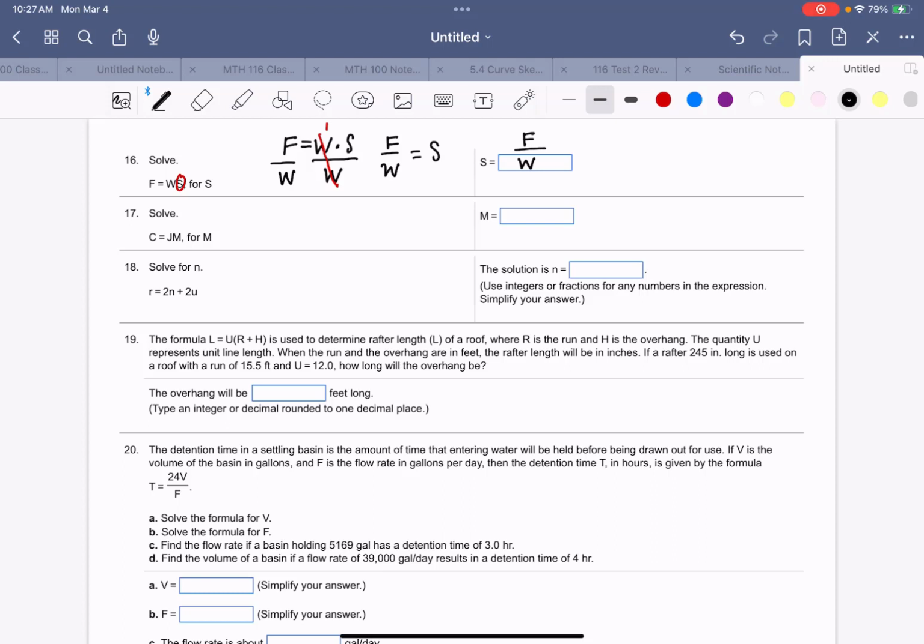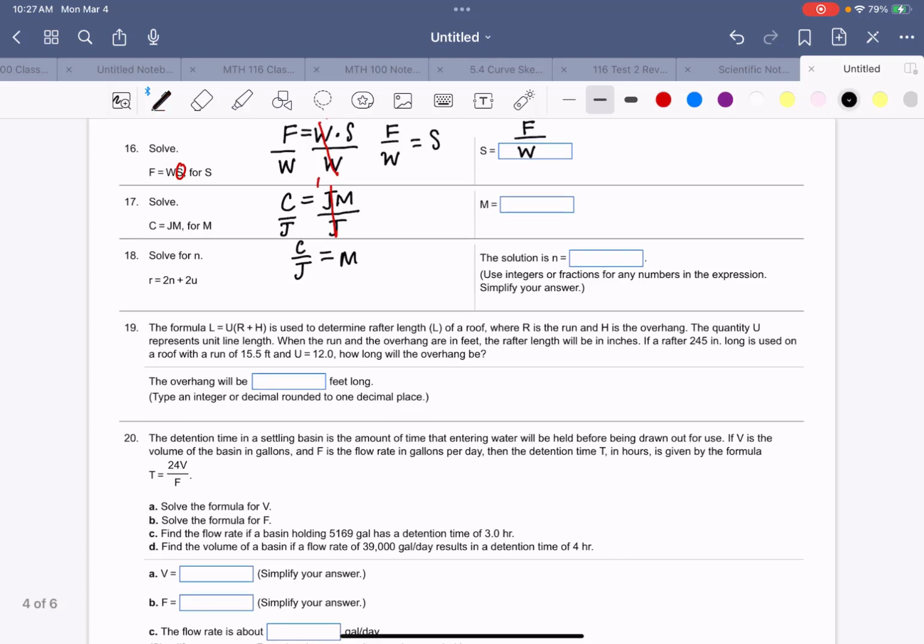Example 17. Solve C equals JM for M. Same process. If C equals JM and I need M by itself, I need to divide both sides by J. And so C over J would be M, because J divided by J would be 1, or 1M. So M is equal to C over J.